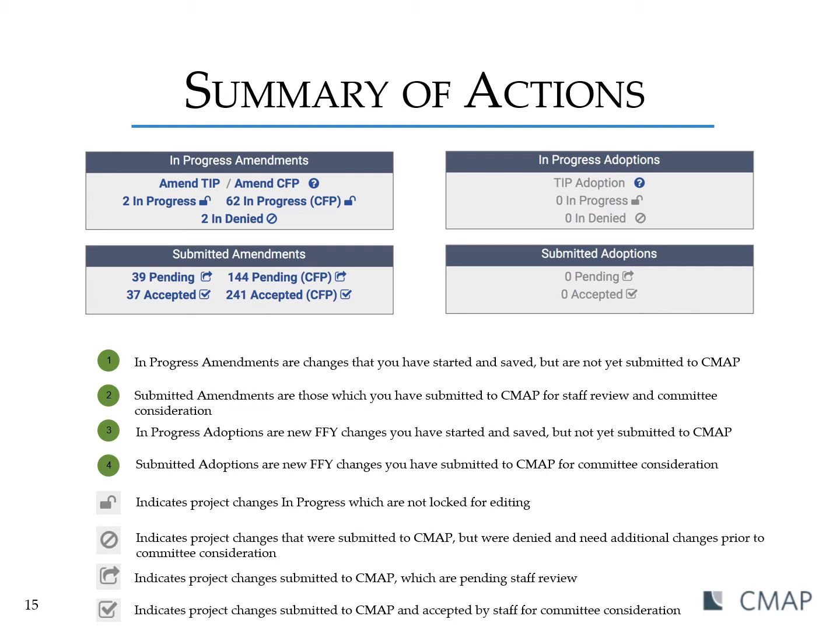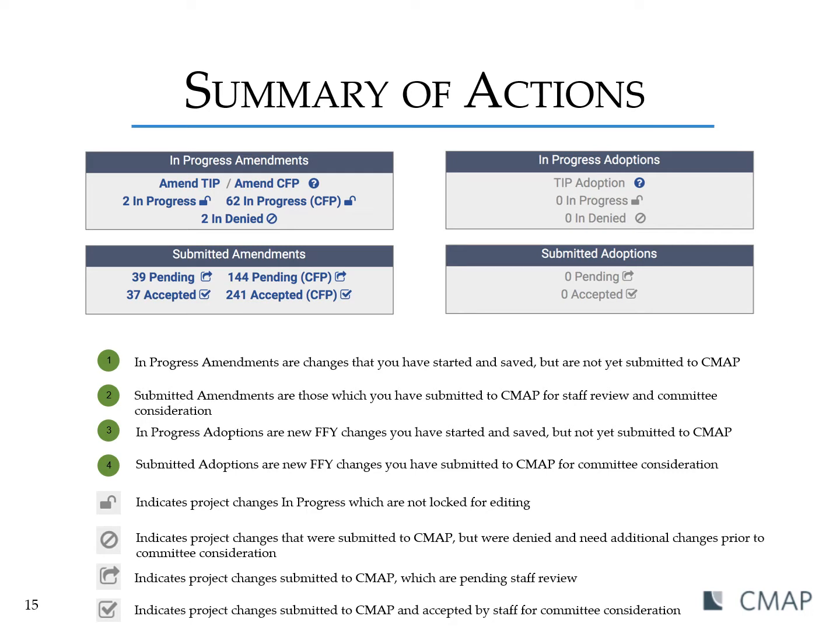This is the final slide of this section. So for users with edit rights, the homepage provides an at-a-glance summary of the status of changes to projects the user has editing rights for. Those changes will either fall into the category of an amendment or an adoption. Clicking on any of the project counts will open a list of those projects from which the user can take further action. We will discuss those actions in the next section. You'll notice that the 2 boxes on the right for adoptions are grayed out.